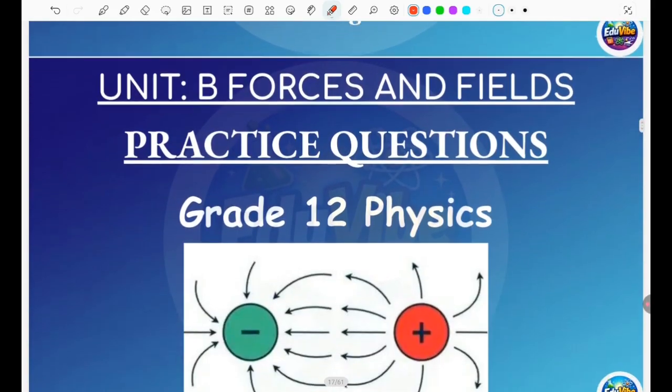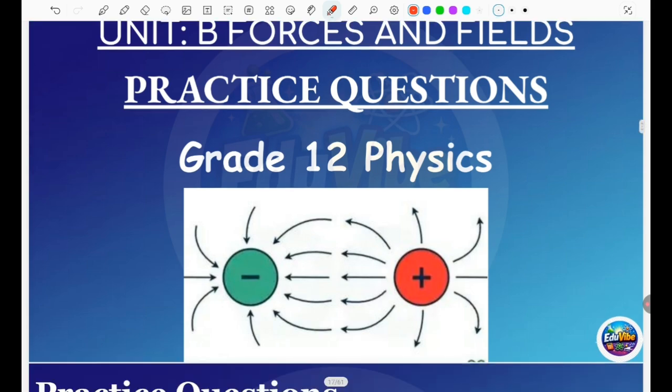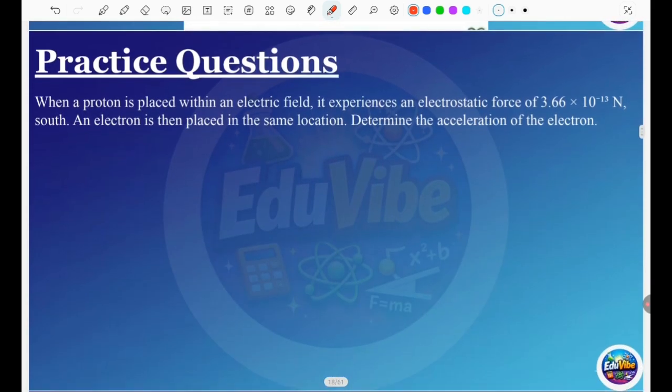Today we will start with the practice questions of forces and fields. This is basically from the electric fields part. We completed a part in the previous lesson, and today we're doing the practice questions of that lesson. Then we'll move on to the last part of this chapter, which is magnetism. So let's start with the first question.